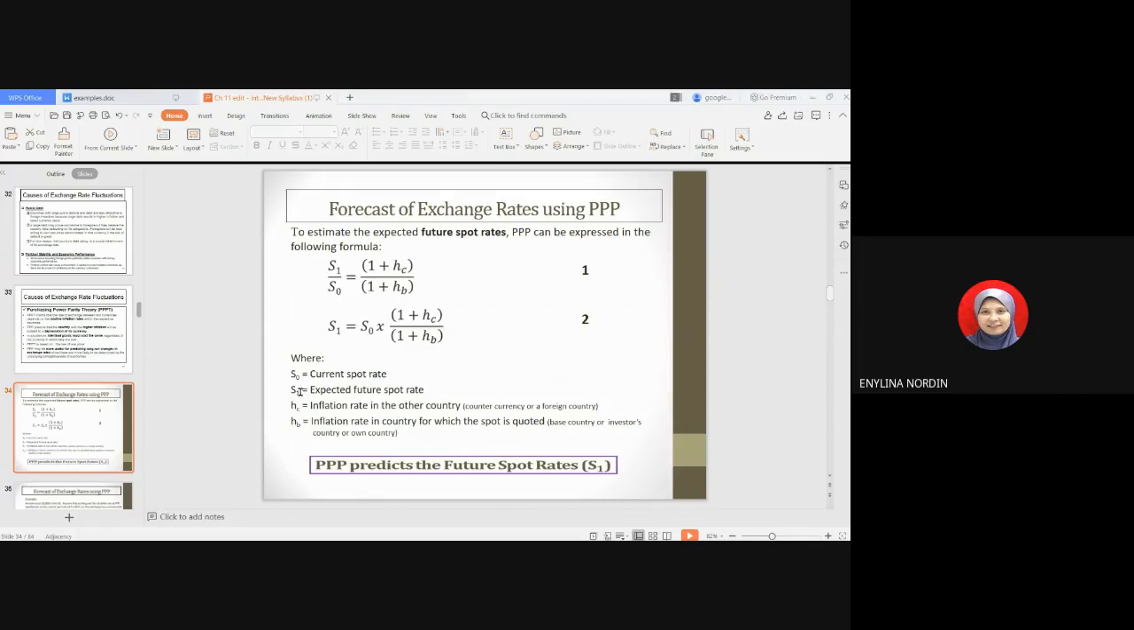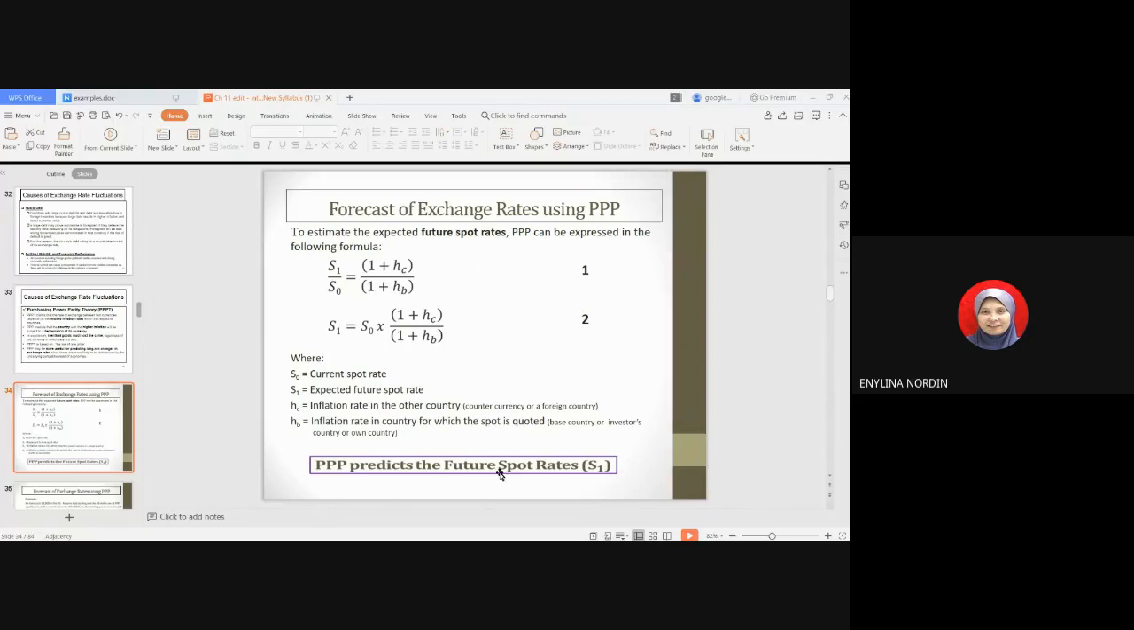And then we take into consideration the current spot rate, S0, of the two currencies, that means the foreign currency. IC is the inflation rate in the foreign country, and IB is the inflation rate in the country for which the spot is quoted, that is, the base country's inflation rate. So we use PPP to predict the future spot rate, or the expected spot rate.